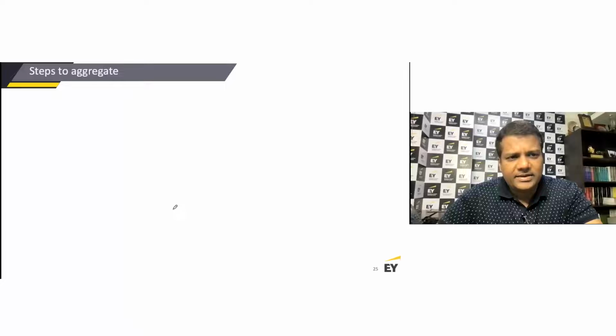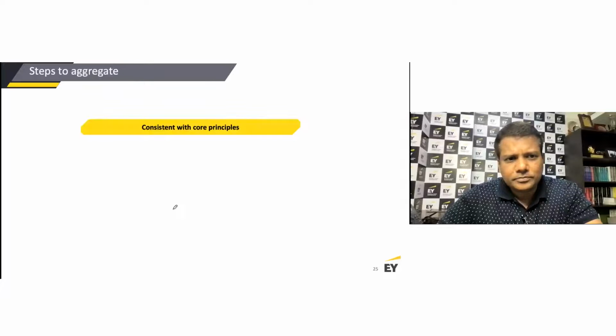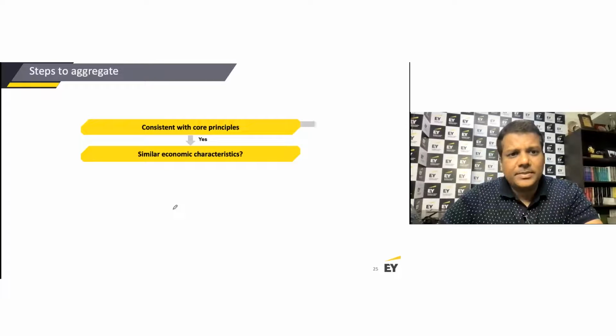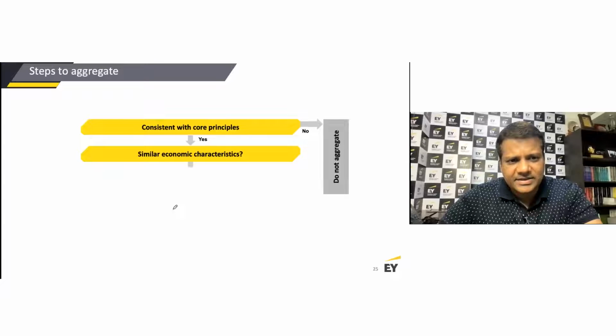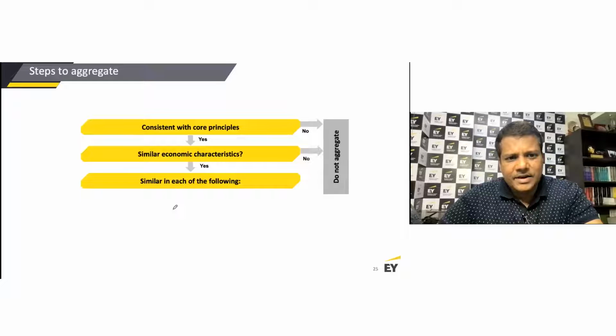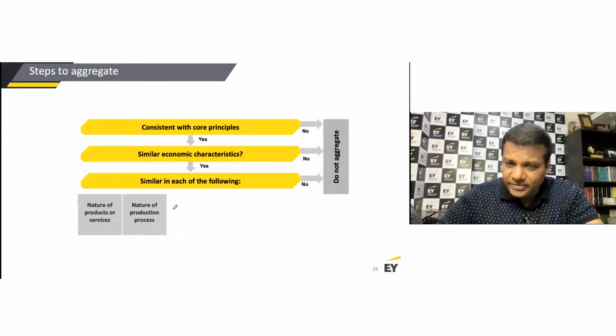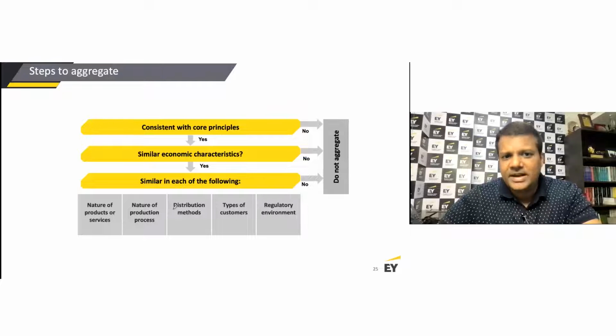So how do you look at the steps to aggregation? Consistent with the core principles, similar economic characteristics, and then similar in each of the following. What are those areas? Nature of products or services, nature of production process, the distribution method, the type of customers, and the regulatory environment. It's important. These are the 5 criteria you need to look at.